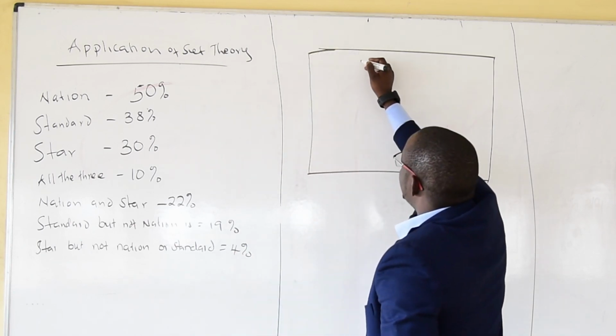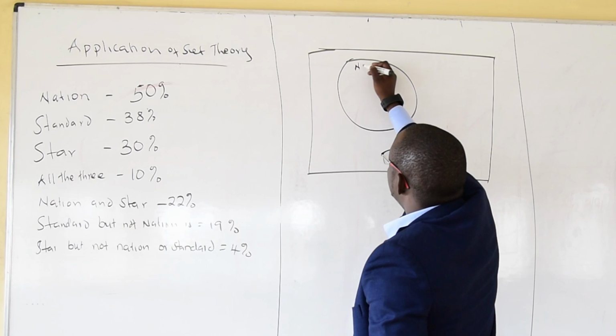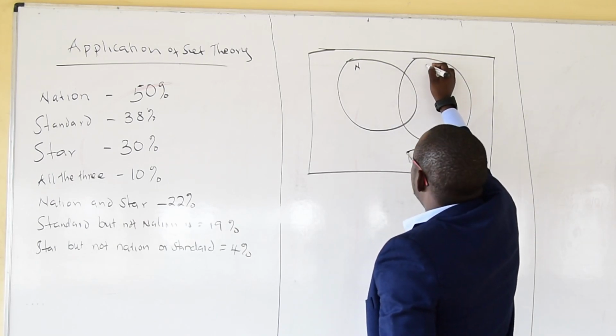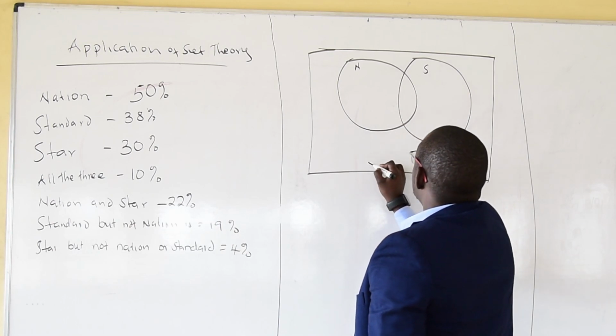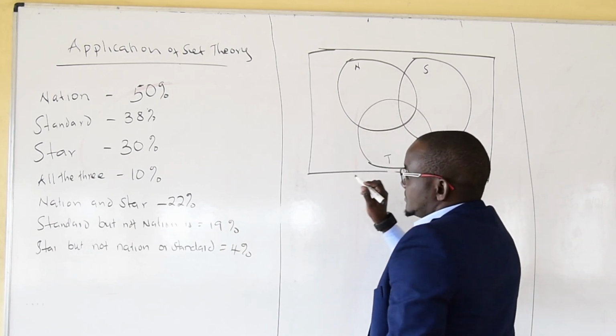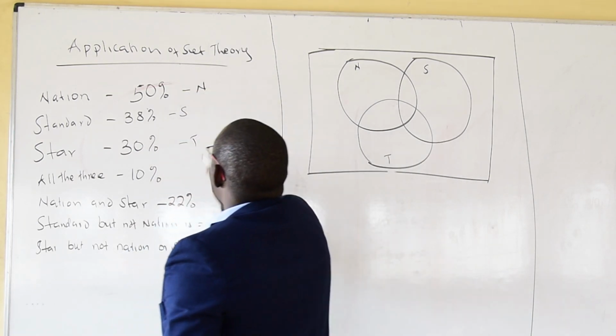That's my Venn diagram. So here I will have the Nation. Here I will have the Standard. And Star, I will give it T. So this is my T, this is my S, this is my N.